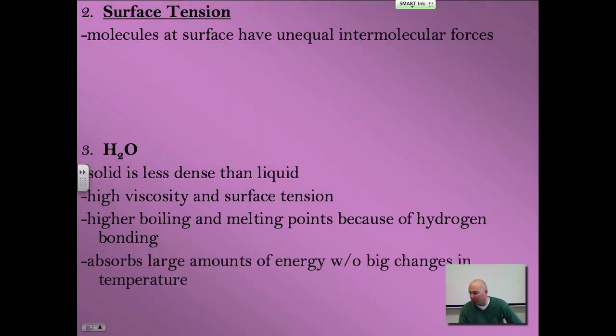Water also absorbs large amounts of energy without big changes in temperature, and that's due to its high heat capacity. The specific heat of water is 4.18 joules per gram degree Celsius. You can put a lot of heat on water, the sun for that matter, and it doesn't change the temperature very much.